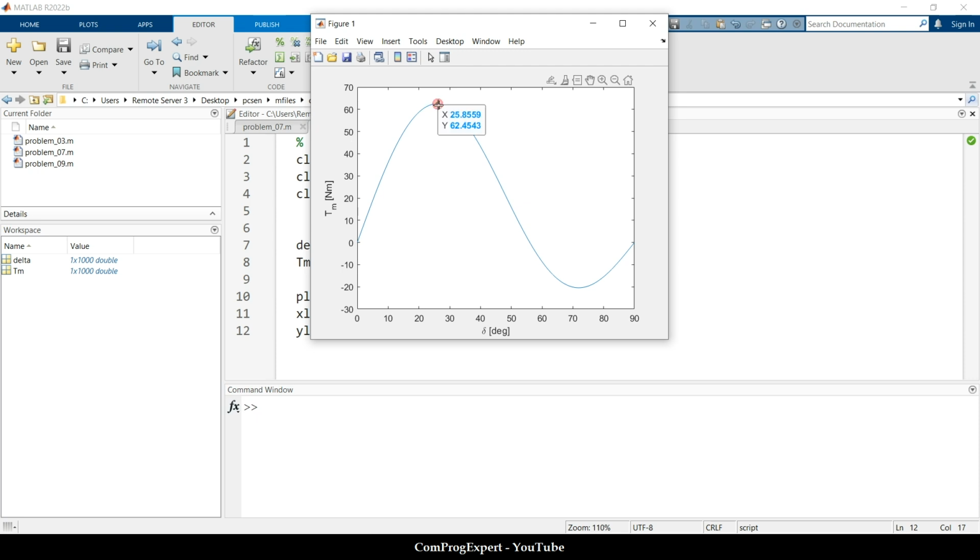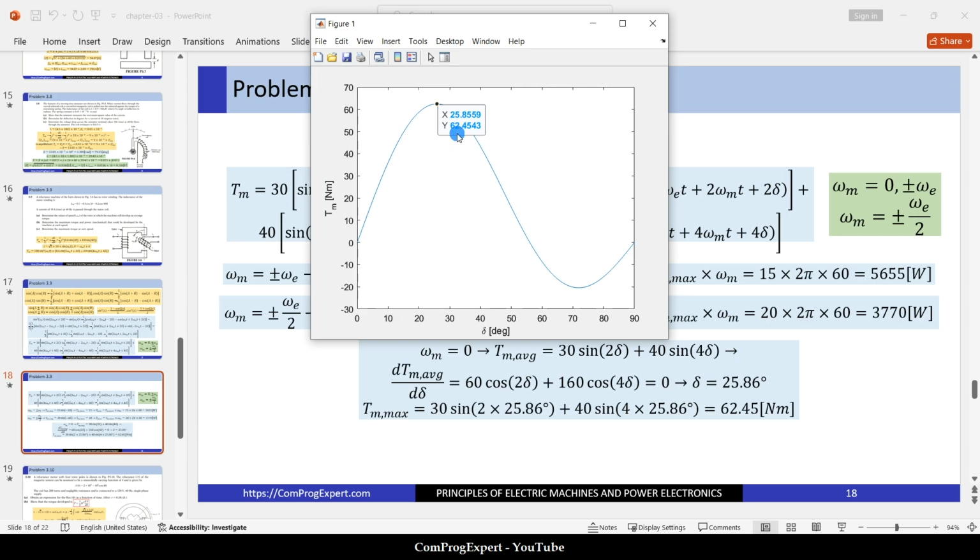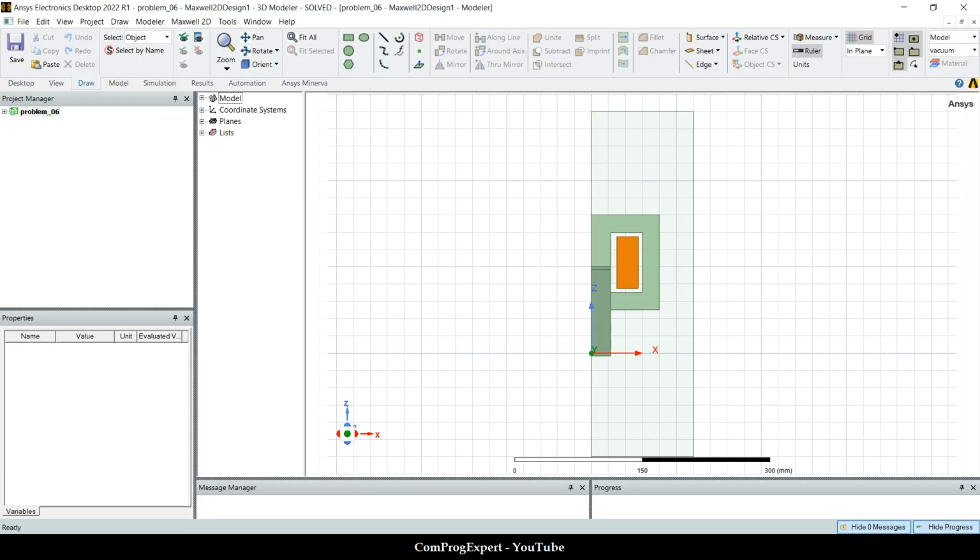Here we have maximum torque. You can see the value of the delta, 25.8. Yes, this number. The maximum value of torque is 62.45. So this is important. As you can see here, the initial position of the rotor is important and it determines the maximum average torque that we can get for this structure.